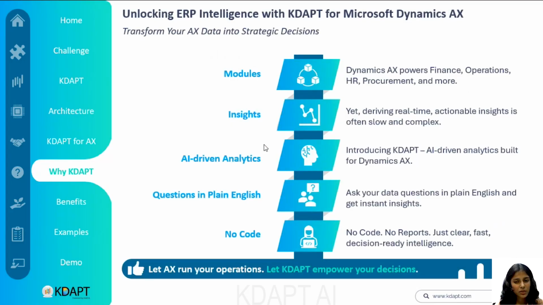Now let's look at how KDAPT actually works with AX behind the scenes. Think of it this way. AX runs your day-to-day operations like finance, procurement, or managing your inventory. And KDAPT steps in as the brain on top to analyze the AX data and deliver answers in just seconds. So how KDAPT does that is, first, KDAPT connects to all AX modules. For example, finance, supply chain, inventory, projects. So you get the complete operational picture in one place.